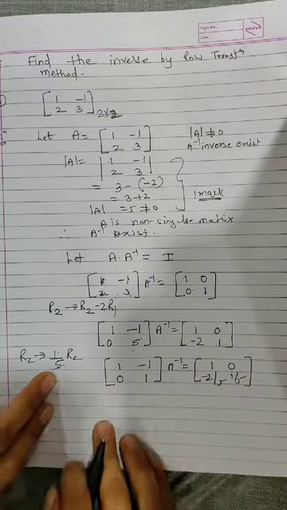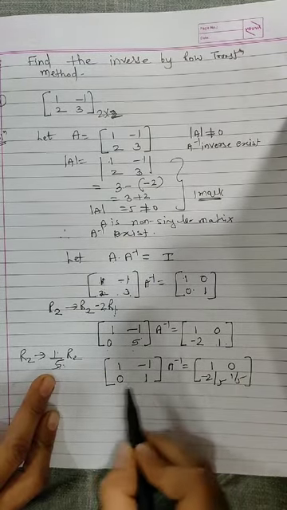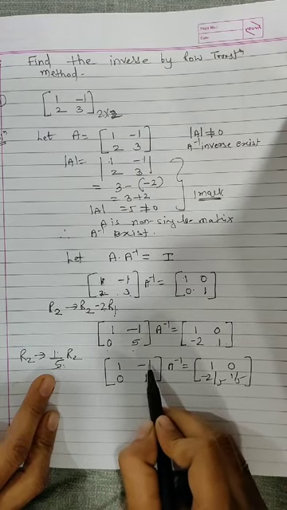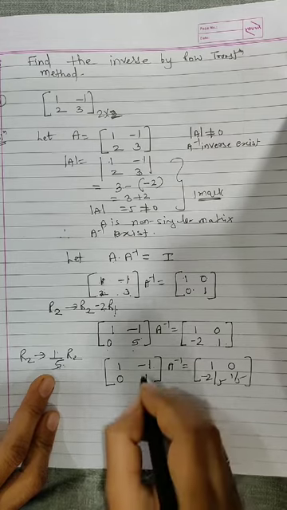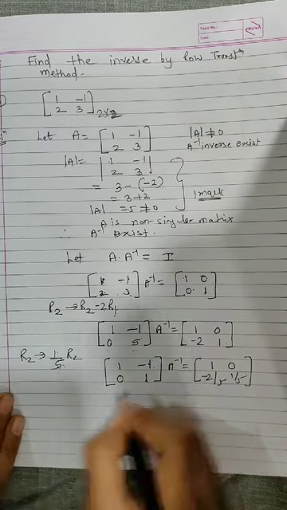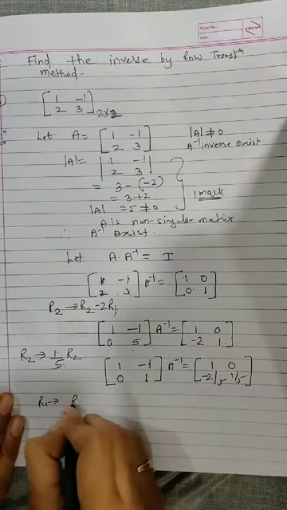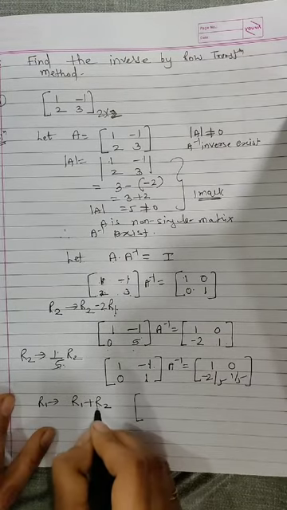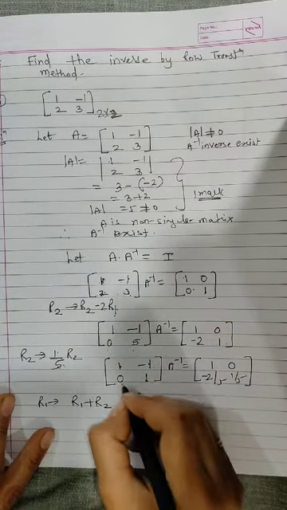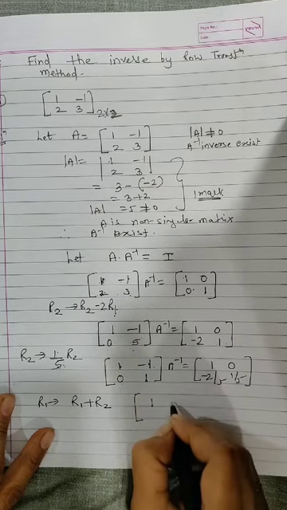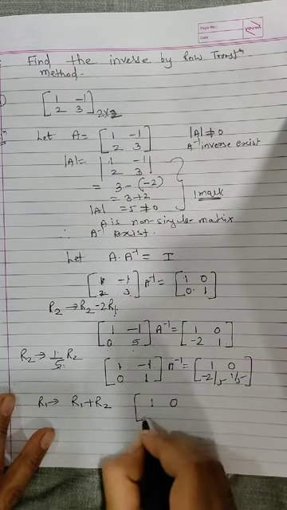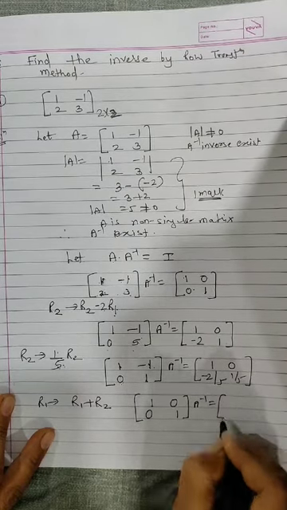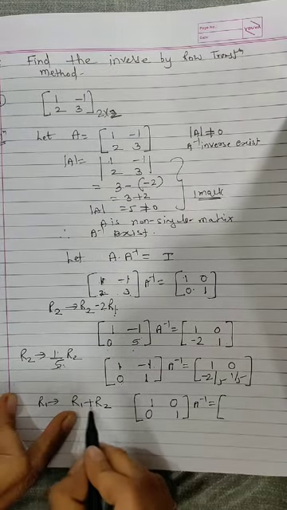Okay, students. Now diagonal elements are 1. This is 0. Now the last step, we have to make this element as 0. We know that minus 1 plus 1 is 0. So the transformation is R1 plus R2. So R1 changes to R1 plus R2. So R1 plus R2 means 1 plus 0, 1. Minus 1 plus 1, 0. No changes in R2, so 0, 1, A inverse.